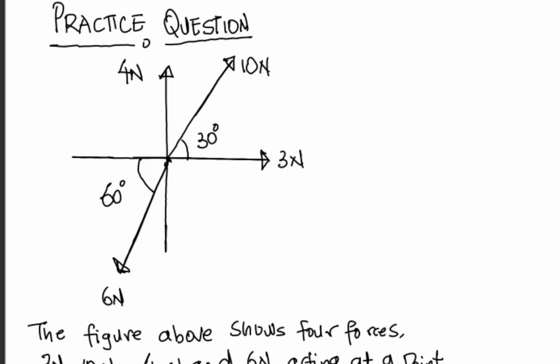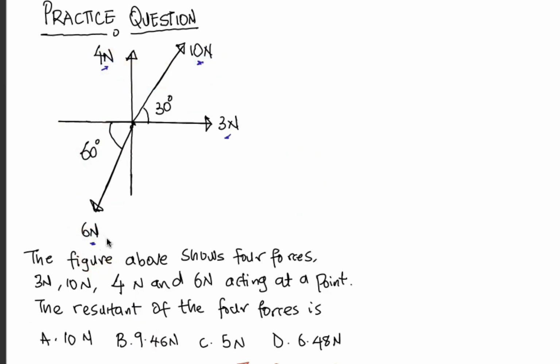This is a modified JAMB 2007 question 14. Now we have this particular diagram. We have 4 forces: 3 Newton right here, 10 Newton, 4 Newton, and then 6 Newton. Now the question reads: the figure above shows 4 forces, 3 Newton, 10 Newton, 4 Newton, and 6 Newton acting at a point. The resultant of the forces is, now we have various options, 10 Newton, 9.46 Newton, 5 Newton, and then 6.48 Newton.